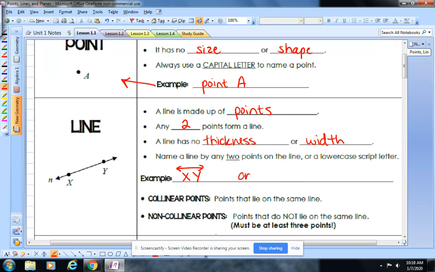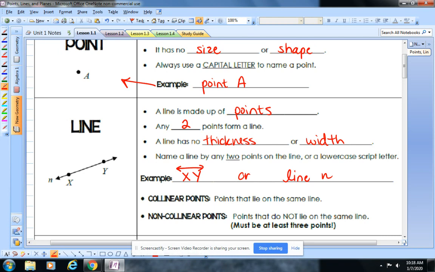Or, notice this lowercase n does not have a point that goes with it. You see that? So that means we can also call this line n. So we can call it line XY or line YX, or this one can be line n. And make sure you use a lowercase letter.